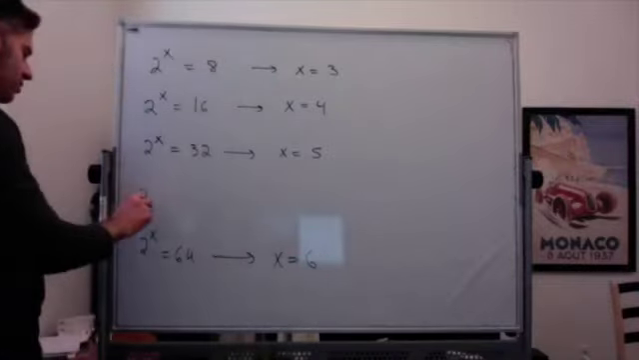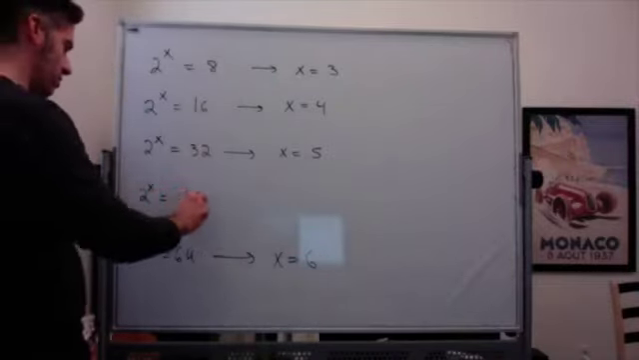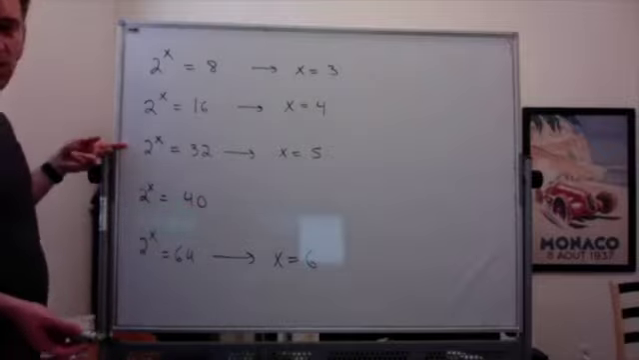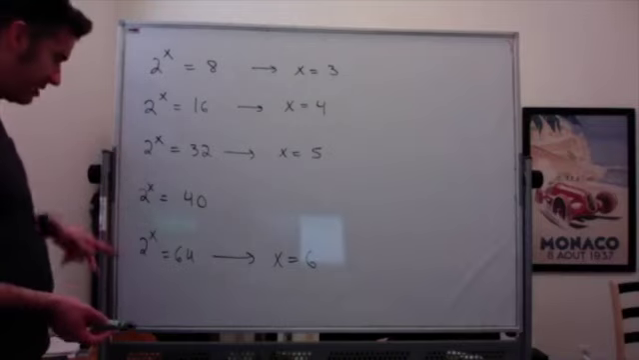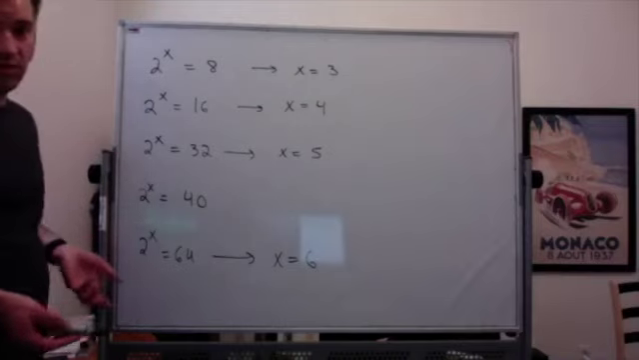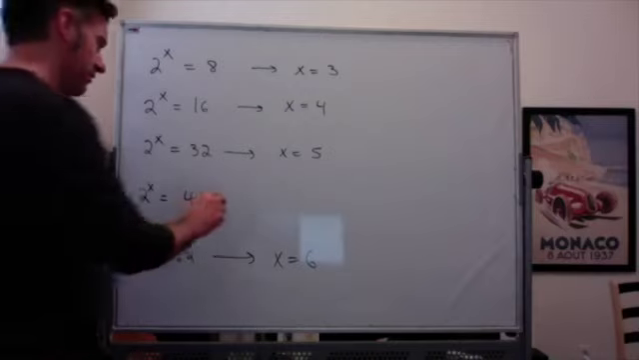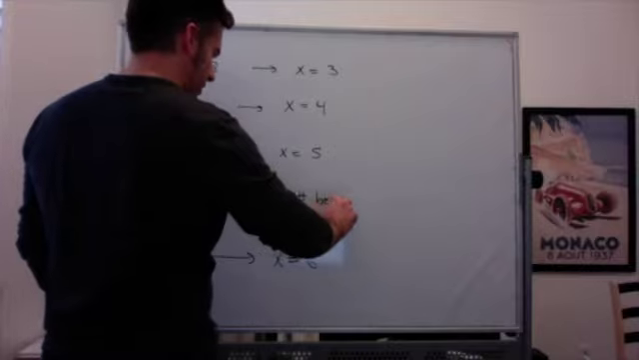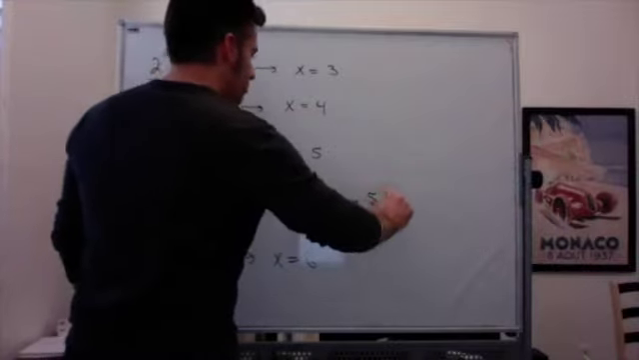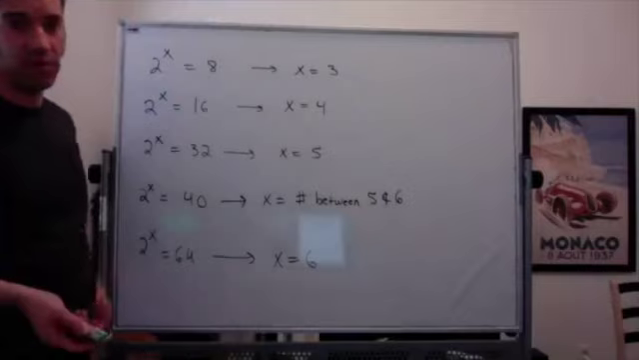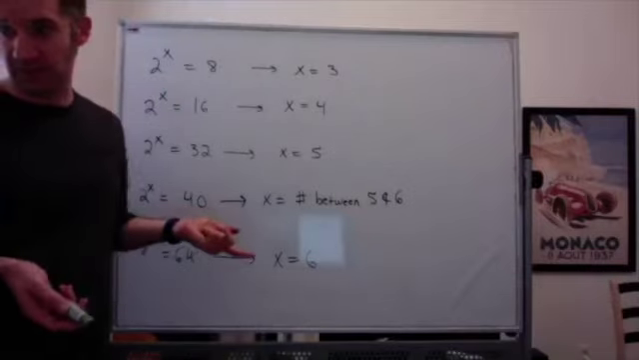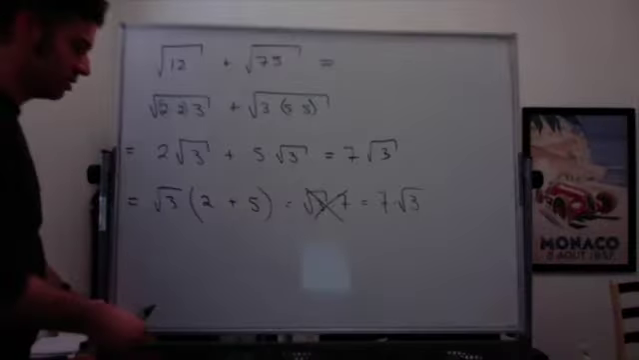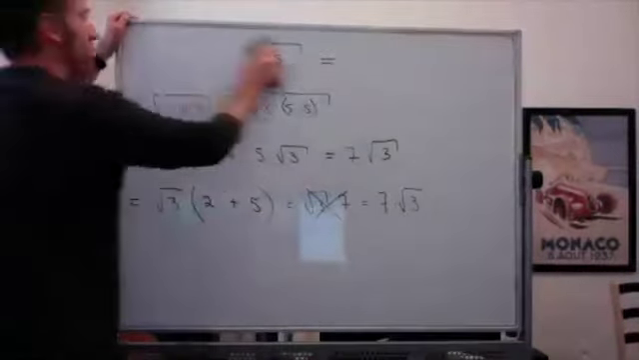But what if we had 2 to the x equal to 40? Well, we know it's not 5 because 2 to the 5th is 32. We know it's not 6 because 2 to the 6th equals 64. We know it's something between 5 and 6. So x equals some number between 5 and 6. And what logarithms do is they give us a way to express this. So I'll come back to this in just a sec, but let me show you how we do this.